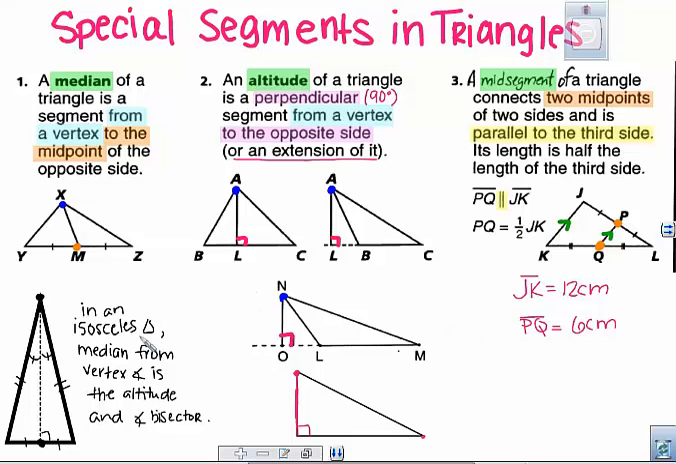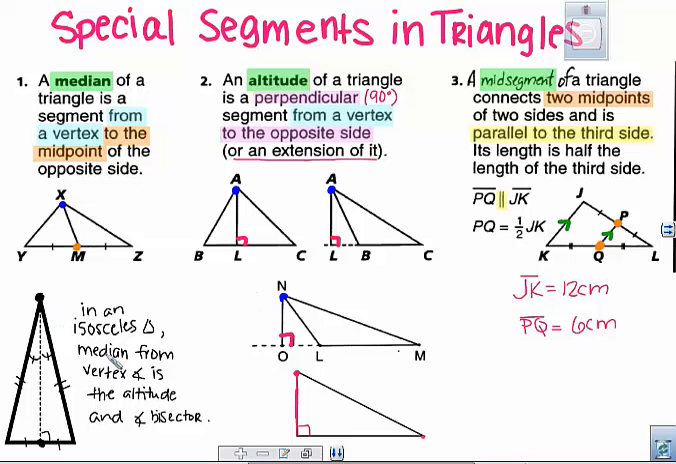I drew this down here just so you would notice: if you are given an isosceles triangle, that means 2 sides are equal. Remember, we talked about the different parts of isosceles triangles. These are the legs, the 2 that are congruent, and this is called the vertex angle.